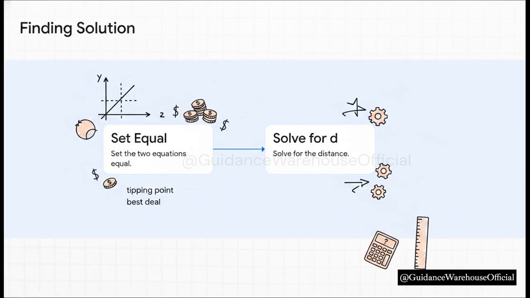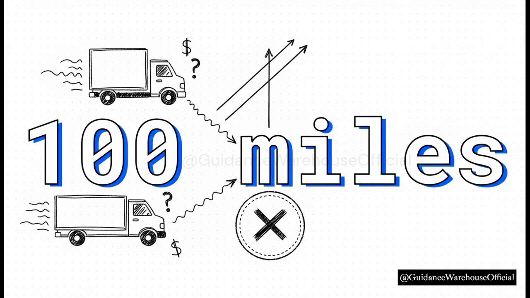To find the absolute best deal, we need to find the exact tipping point where both companies cost the exact same amount. Step 1, we set our two equations equal to each other. So 0.59D plus 20 equals 0.63D plus 16. Step 2, we solve for D. If we subtract 16 from both sides and then subtract 0.59D from both sides, we get 4 equals 0.04D. Now just divide 4 by 0.04, and we get exactly 100 miles.